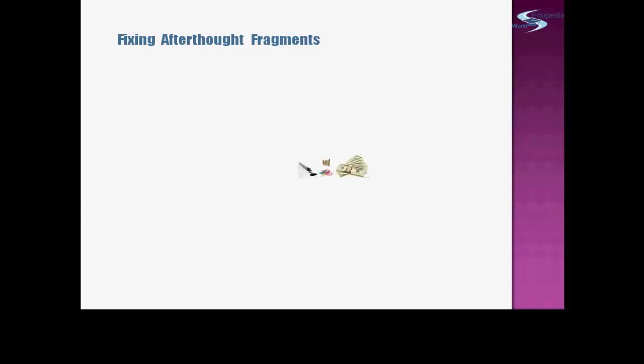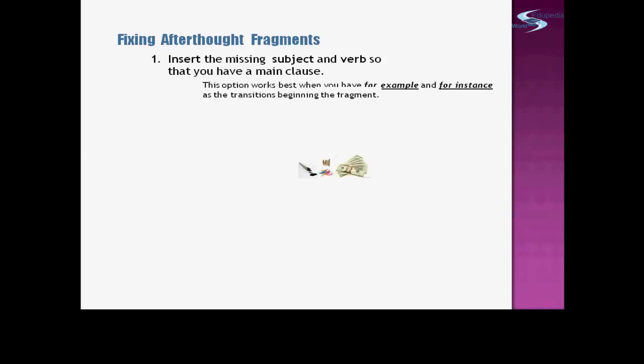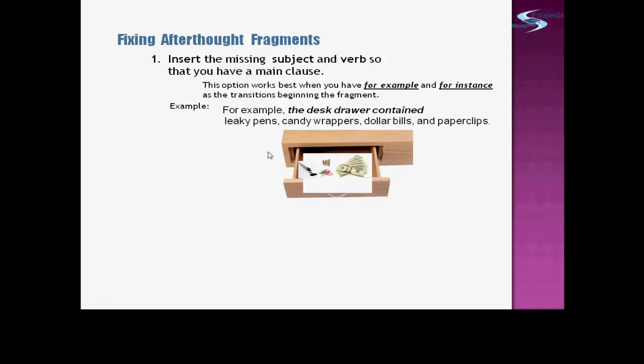Fixing afterthought fragments. You can fix an afterthought fragment one of two ways. One option is to insert the missing subject and verb so that you have a main clause. This option works best when you have, for instance, as the transition beginning the fragment. Okay, for example, the desk drawer contained leaky pens, candy wrappers, dollar bills, and paper clips.